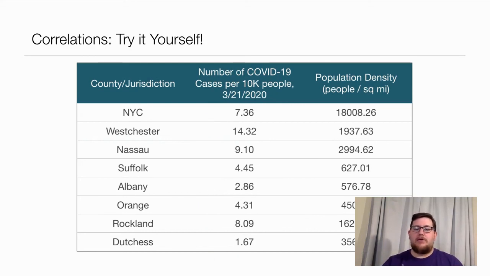Now, over here we have our other variable, population density. You can imagine a hypothesis that says more dense areas are going to have more cases because people interact with each other more, people encounter other people more. The more densely populated an area is, more people per square mile, the more cases they'll have. Maybe. So I want you to go ahead and try that for yourself.